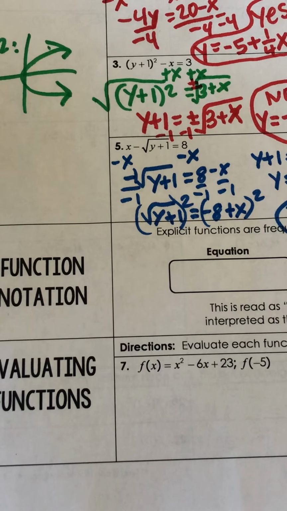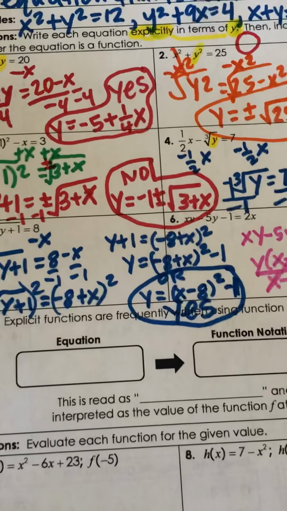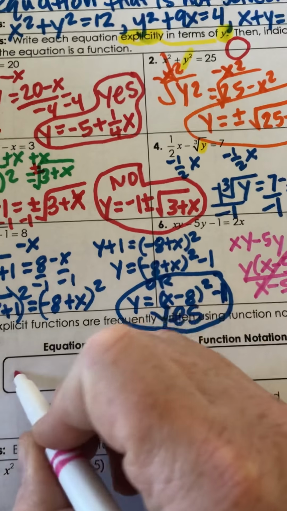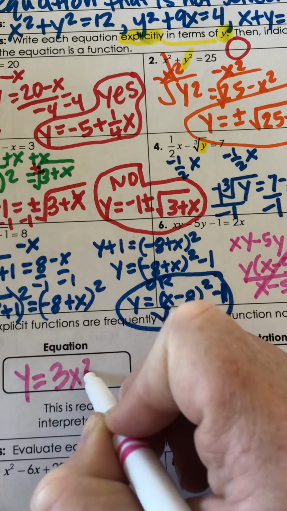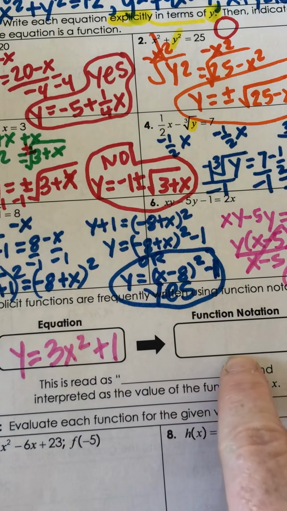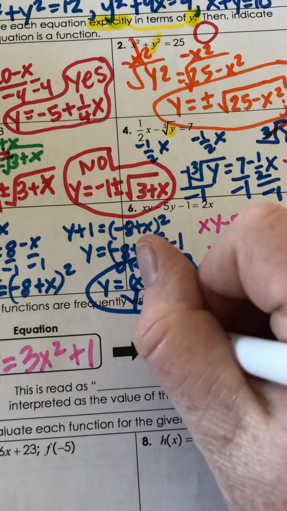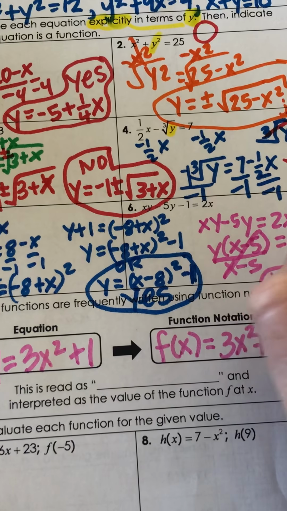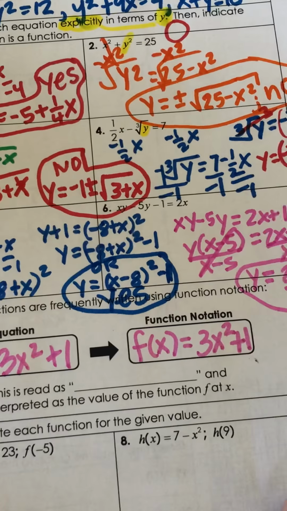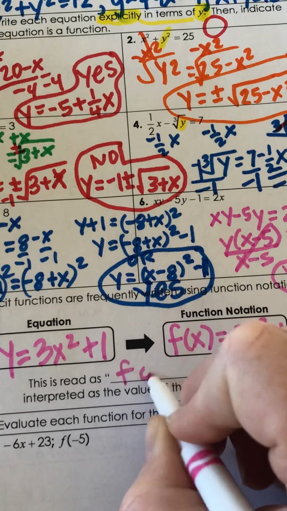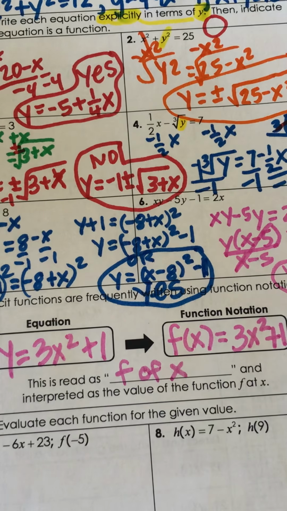All right, function notation. Explicit functions are frequently written in function notation. If you're given an equation like y equals 3x squared plus 1, that would be a parabola. Your function notation is just going to be, instead of y, you're seeing f of x. It's really the same exact idea. This is read as f of x and interpreted as the value of the function f at x.